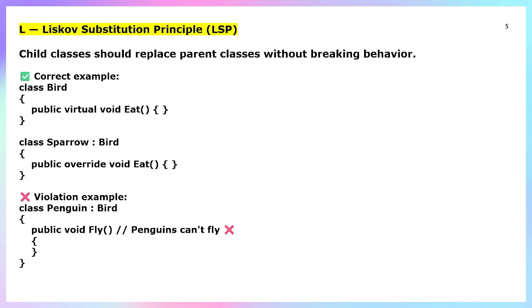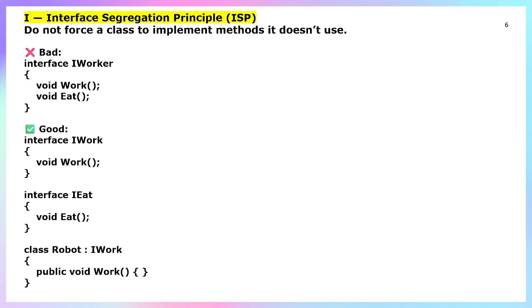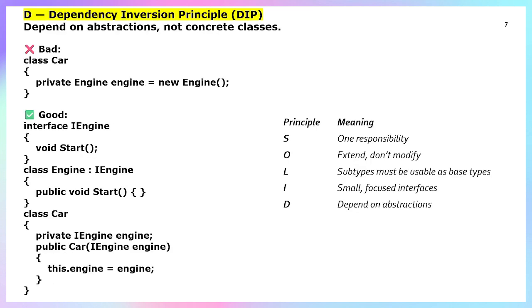Liskov substitution: a child class should be able to replace the parent class without breaking the functionality. Interface segregation: instead of a big interface, create a small interface. Dependency inversion principle: a class should depend upon the abstraction, not the concrete class.